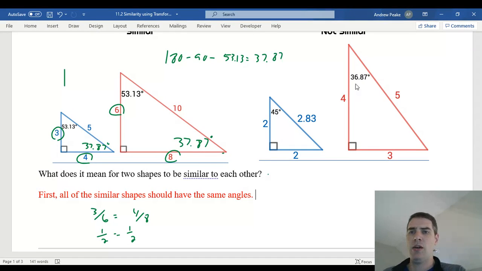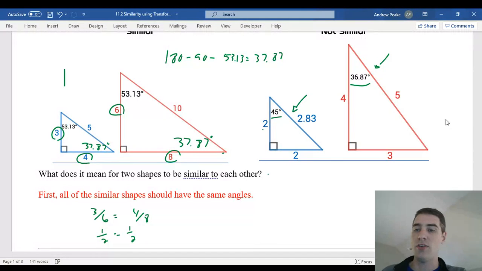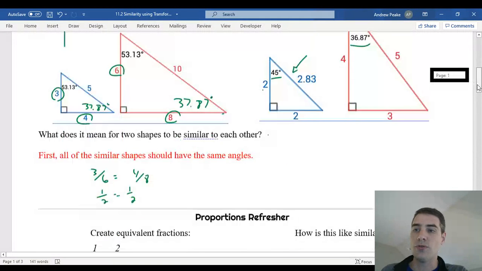Not similar, we got these angles aren't the same, and then also we have 2 is double to be 4, and then 2 is not double to be 3. So we have those two things that are going against us to be not similar. We can also look at the slope right here of this line. That slope's going to be different than this slope right here. So we got two different slopes.